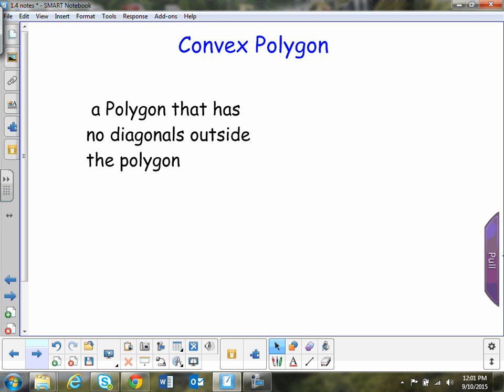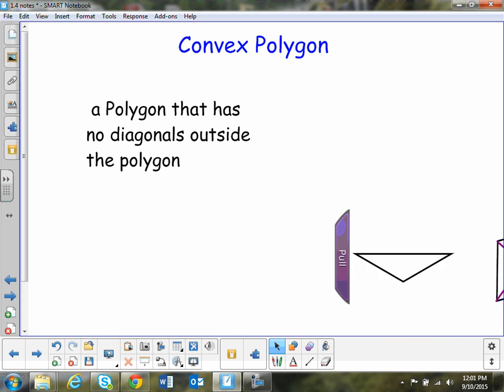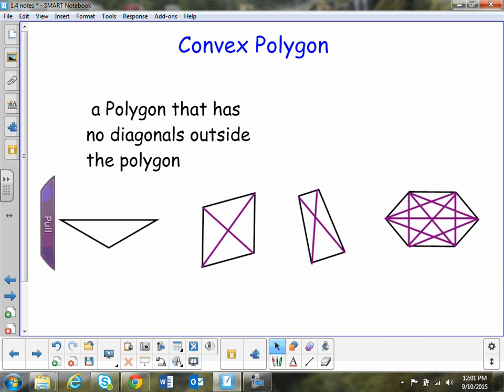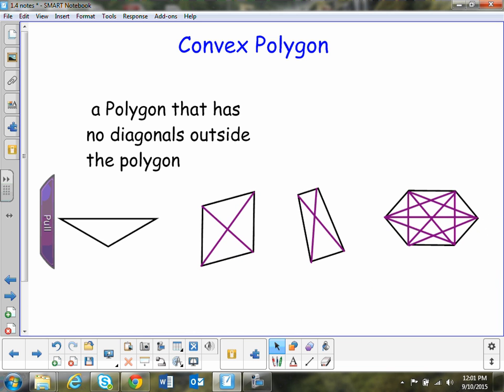Convex polygon. Okay, gotta know this term. It's a polygon that has no diagonals outside the polygon. And so some of you are probably thinking, how would you draw diagonals outside the polygon? That's the next slide. Okay, so you can kind of just ponder and think about that. Here's some examples of some convex polygons. There's 4 examples. And then there's a bunch of purple diagonals drawn for you to see how they don't end up outside of this polygon. They're all on the inside. Okay, you'll see a picture on the next slide on how they can end up on the outside. You got it?